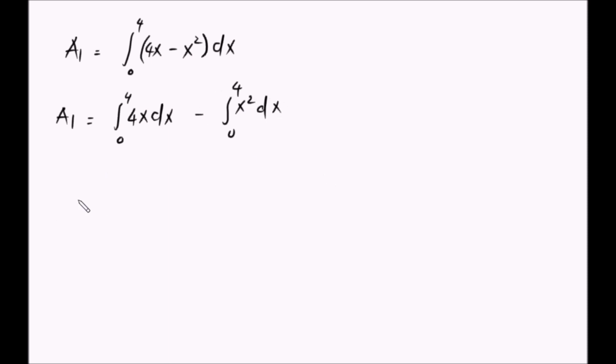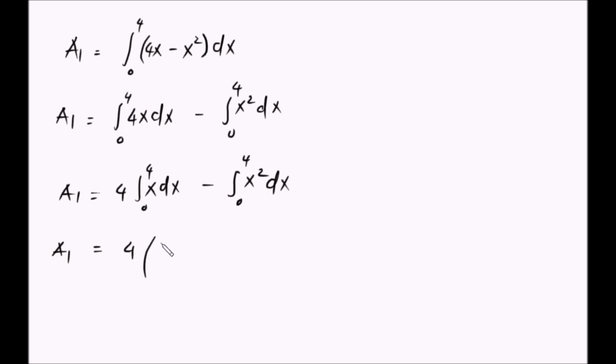Kama hivi, kwa hiyo itakuwa. So a1 sasa huku nitatoa nje 4 because it's constant. Tabaki na x dx minus, napenda kuzintegrate zote kwa pamoja. So muda kuintegrate sasa. Ukiintegrate hapa utapata x squared over 2 from 0 to 4. Wakati ukiintegrate hapa utapata x cube over 3 from 0 to 4.